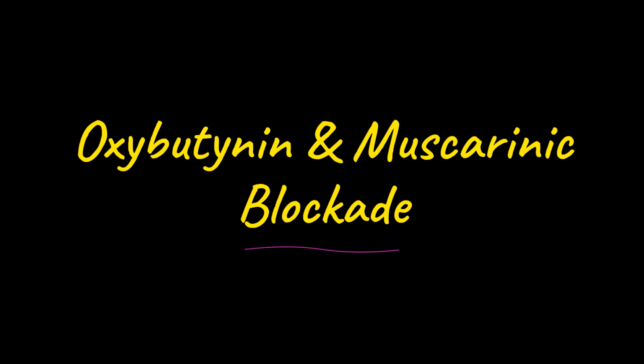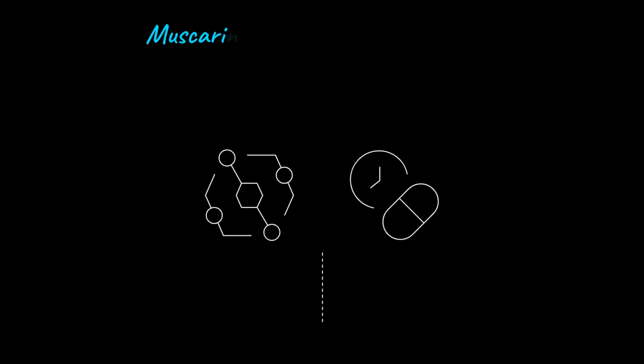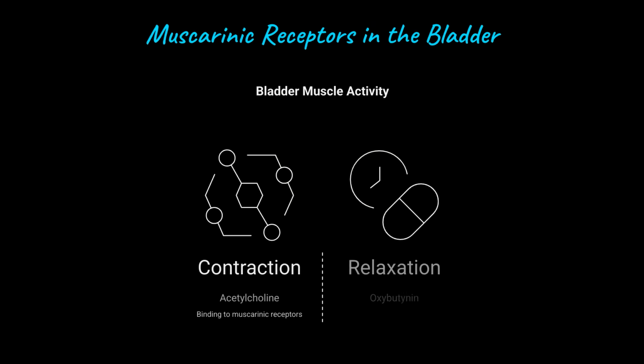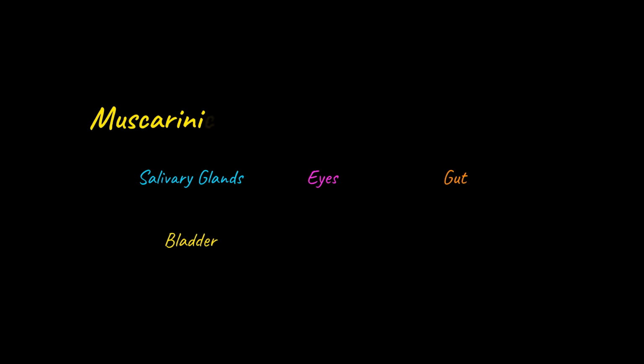Oxybutynin works by blocking muscarinic receptors, the docking sites acetylcholine uses to trigger bladder contractions. Understanding this one mechanism explains both why the drug works and every major side effect it causes. The parasympathetic nervous system releases acetylcholine, which binds muscarinic receptors on the bladder wall and triggers contraction. Oxybutynin occupies those same receptors and blocks the signal, so the overactive muscle quiets down.